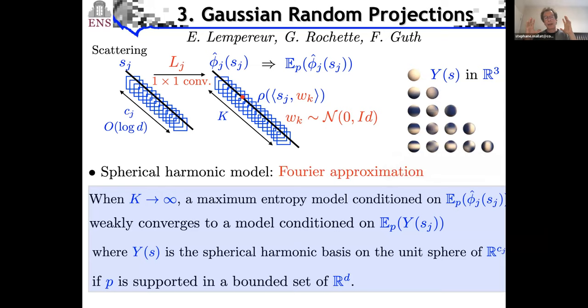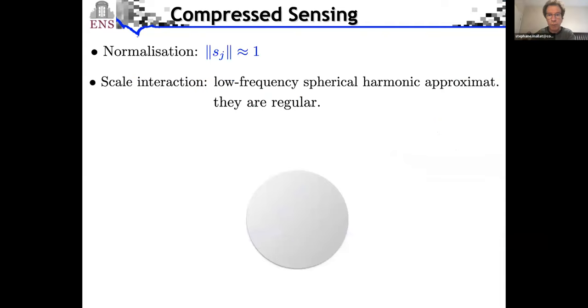So intuitively, what are we doing? We are taking these vectors and we're making a Fourier approximation. Now, is that going to work? It's going to work only if you need few coefficients, because your sphere is in high dimension. Under what condition is this going to be true? If your probability distribution, in other words, if the scale interaction terms are very regular.